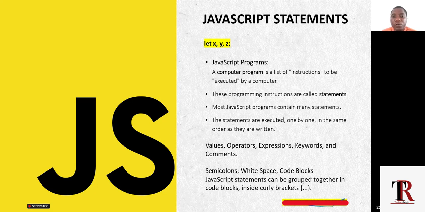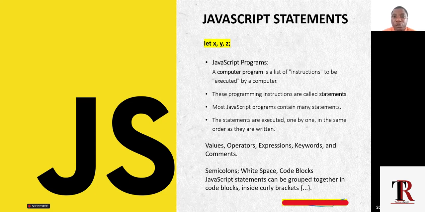So that is what JavaScript programs are: a list of instructions on how your code should be executed to give you the desired result. Most JavaScript programs contain many statements. Like I said, a statement can be just one line and it can be more than one line. The statements are executed one by one in the same order as they are written. So your JavaScript code executes from top to bottom.